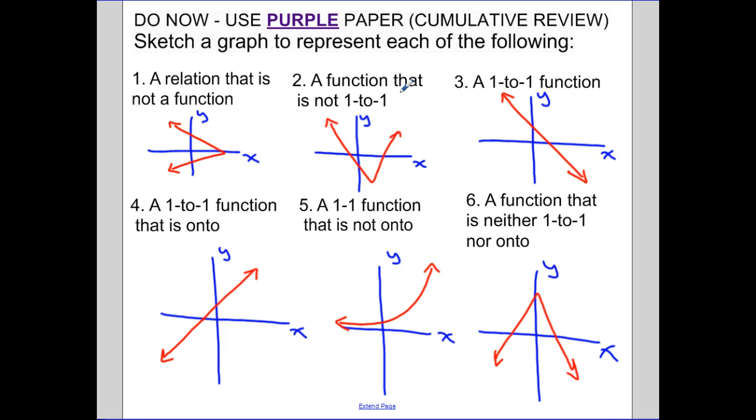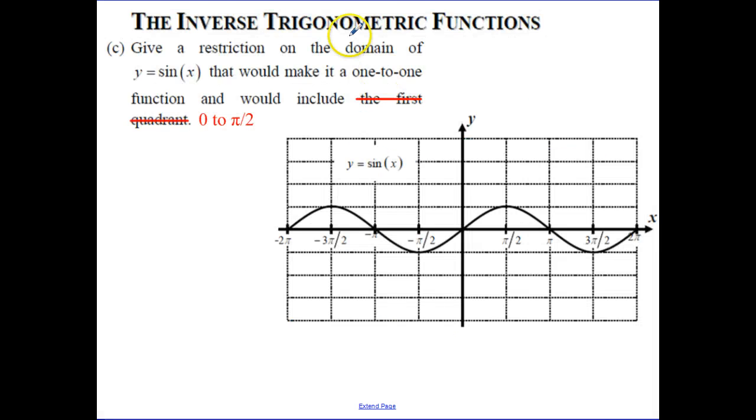So, let's consider the graph of sine of x. You don't need to write this on your notebook paper. I would like you to write the heading, the inverse trig functions. Okay, you're very familiar with this graph of sine of x, and our challenge here is to give a restriction on the domain. Obviously the domain of this is all real numbers, but it's not one-to-one, right? Fails the horizontal line test many times. So I want to make it one-to-one, and I also want to include 0 to pi over 2. So this portion of the graph right here from 0 to pi over 2 I'm going to include.